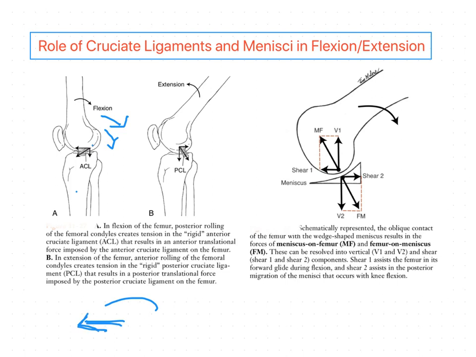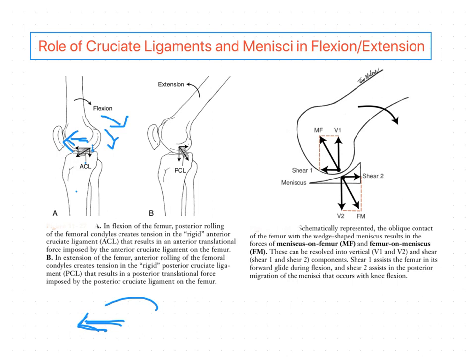caused by this ACL. So here if you can see, this is the attachment. After reaching here, we have resolved the ACL force, and some of the forces create the anterior glide, this arrow mark. So this will cause the pull of the femoral condyles onto the anterior side. That is the function of the anterior cruciate ligament.